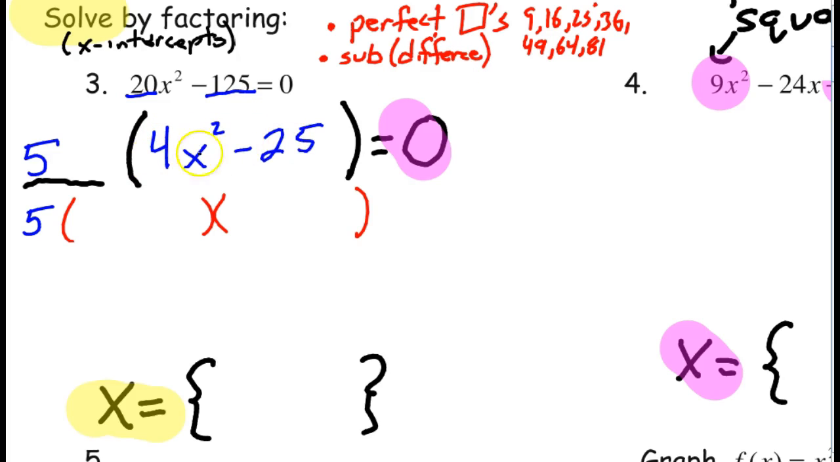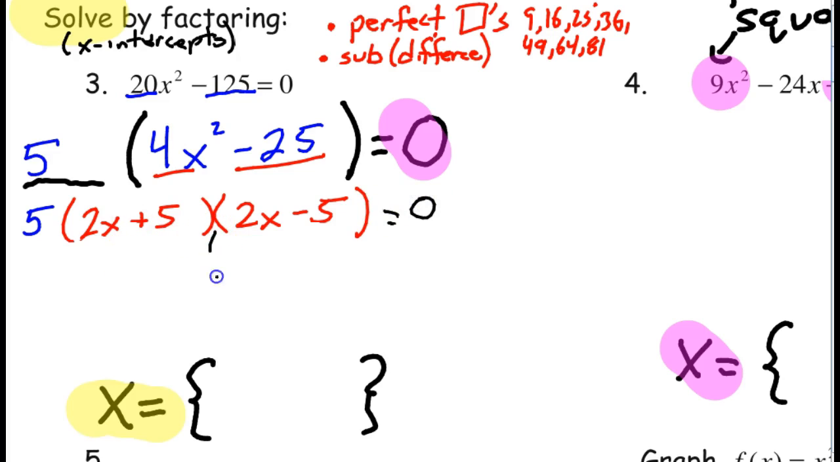When there's two perfect squares being subtracted, then we can say what multiplies to 4x squared. That'd be 2x and 2x. And what multiplies to negative 25, well, that would be positive 5, negative 5. Okay. And again, we're solving, so this is equal to 0. Okay. So what we do from here, for factoring would be done. There would be 3 different factors. But for solving, we have to set each one of these equal to 0, and that'll give us x-intercepts.